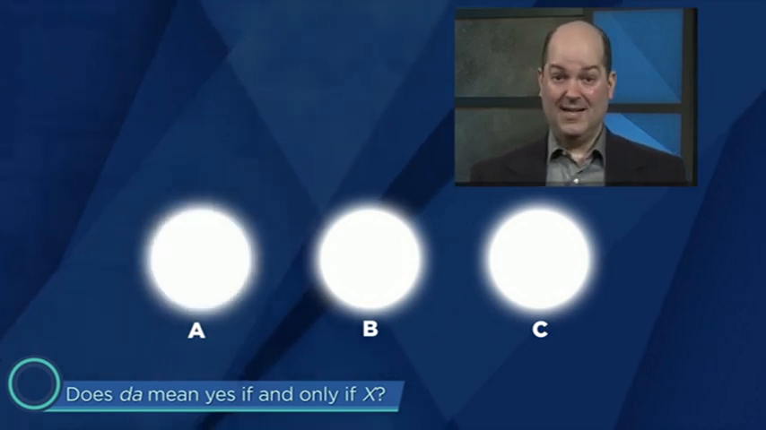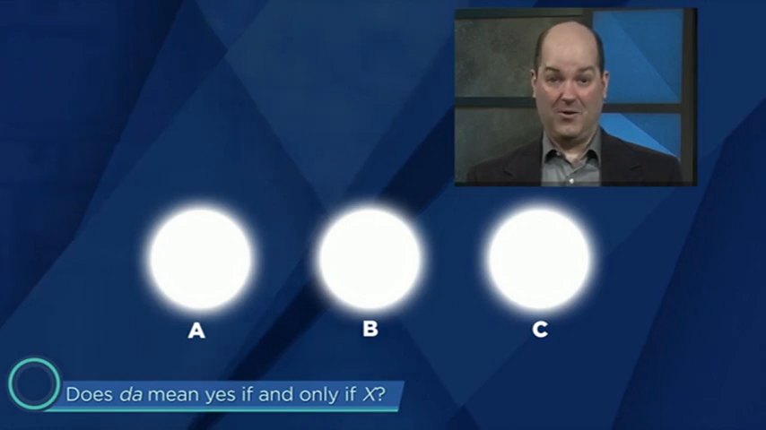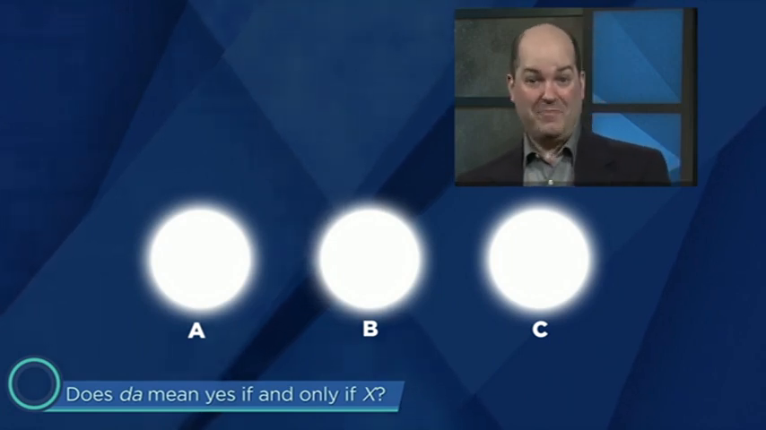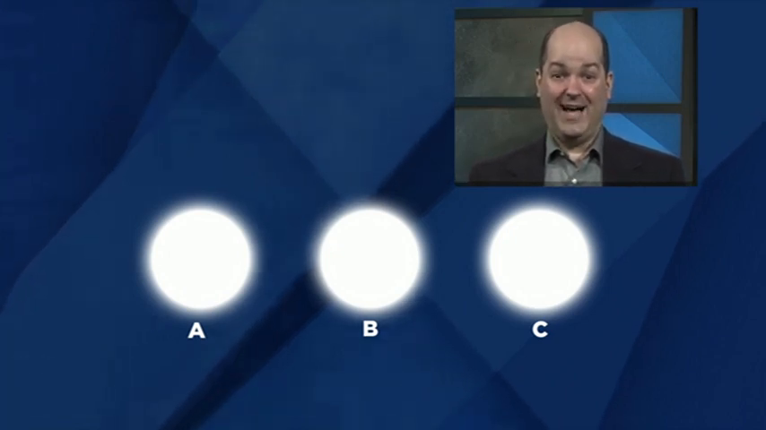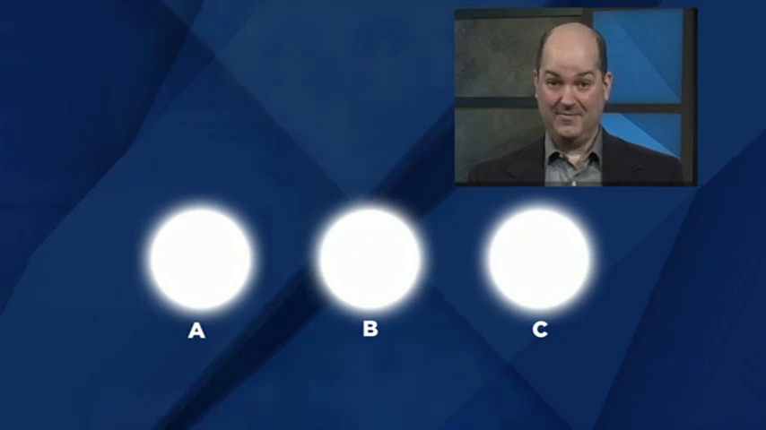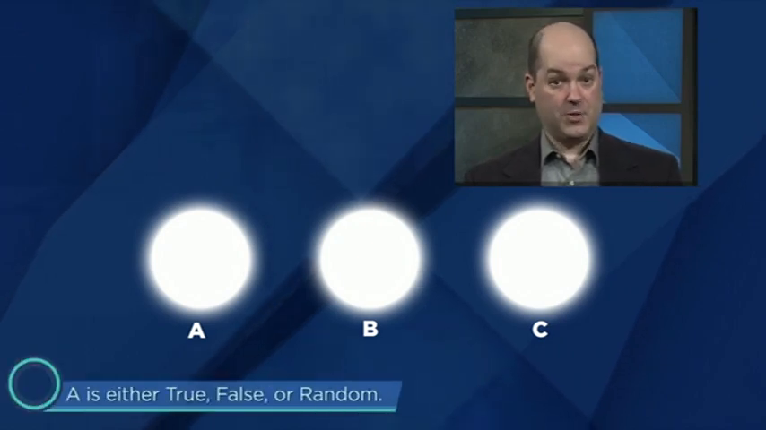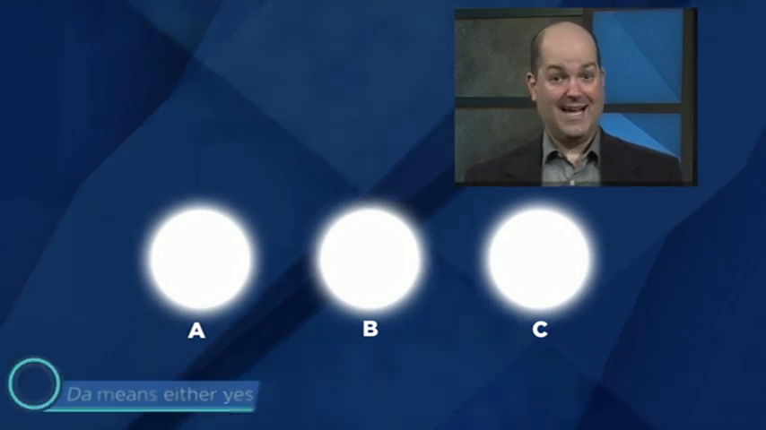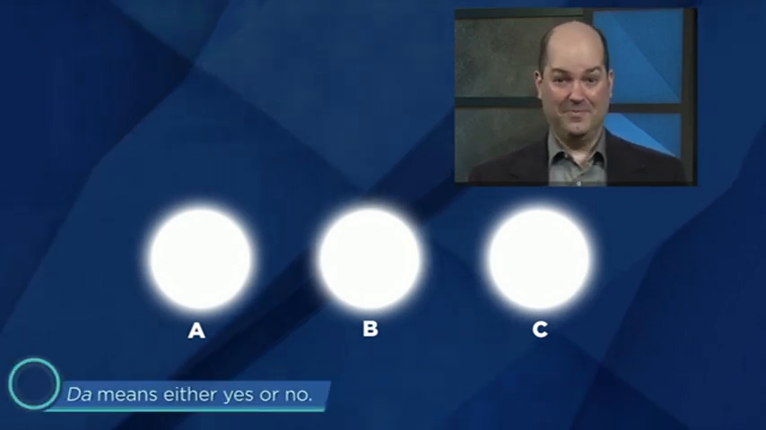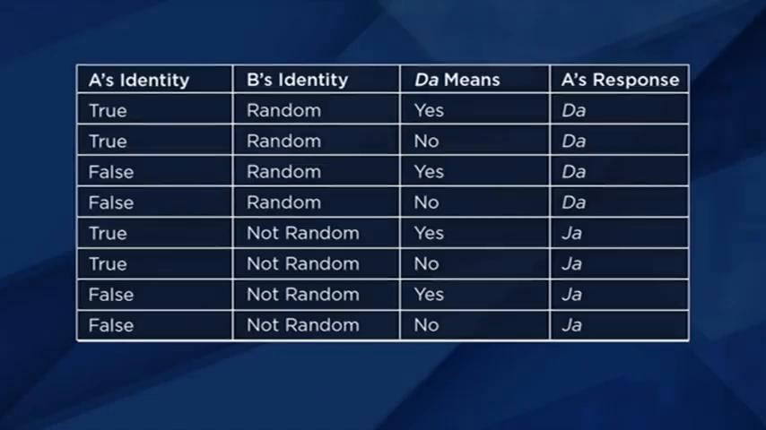In other words, does da mean yes if and only if you are true if and only if B is random? Now, if you care to work through the logic, you'll find that there are many cases to consider. A is either true, false, or random. B is either random or not random. And da means either yes or no. To simplify things for a moment, let's assume that A is not random. Then the possible cases are shown in this table.